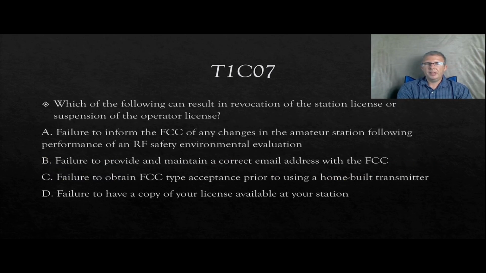Number 7. Which of the following can result in revocation of the station license or suspension of the operator license? A. Failure to inform the FCC of any changes in the amateur station following performance of an RF safety environmental evaluation. B. Failure to provide and maintain a correct email address with the FCC. C. Failure to obtain FCC type acceptance prior to using a home-built transmitter. Or D. Failure to have a copy of your license available at your station. The correct answer? B. Failure to provide and maintain a correct email address with the FCC.